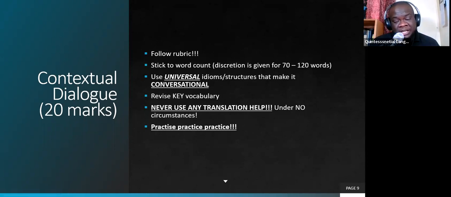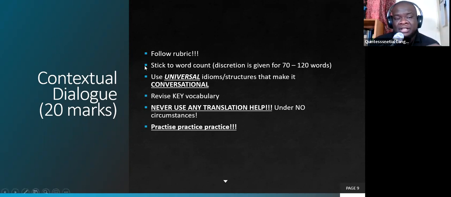What I would even suggest is that you read up on these things, don't wait until the exam room to know exactly what the instructions are for the letter or the contextual dialogue, etc. You read up on these things before. It will be the same instructions year after year. So you know what they require of you beforehand.